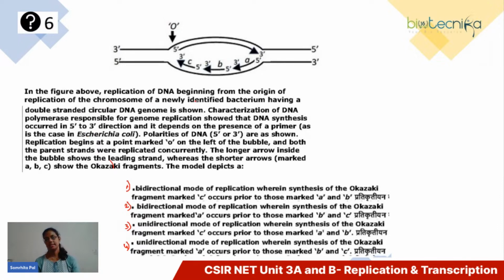See, they are telling you that this is a newly identified bacterium having a double-stranded circular DNA genome as shown. Okay, so characterization of DNA polymerase responsible for genome replication showed that DNA synthesis occurred in 5' to 3' direction. It depends on the presence of a primer. Polarities of DNA 3' or 5' are shown here. Replication begins at the point marked O, which is this point, on the left of the bubble, and both the parent strands were replicated concurrently. Okay, that means at the same time.